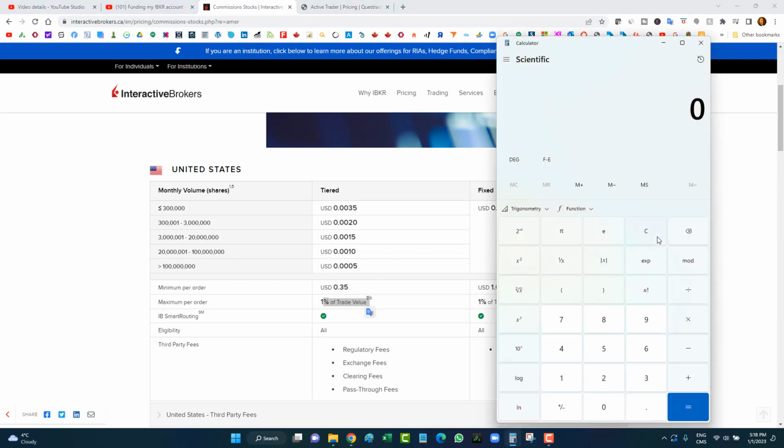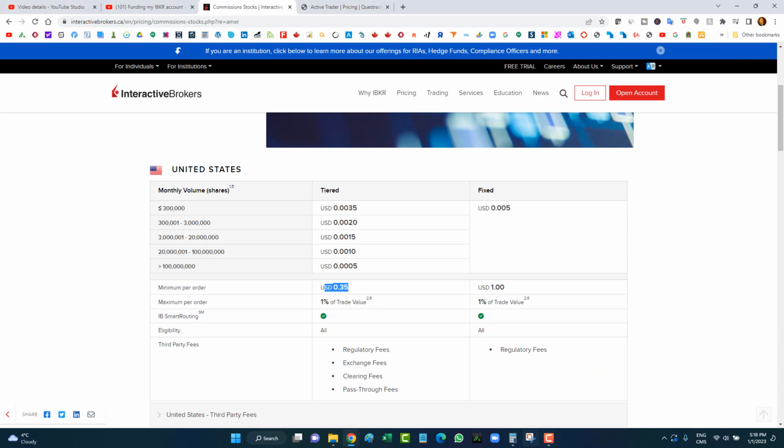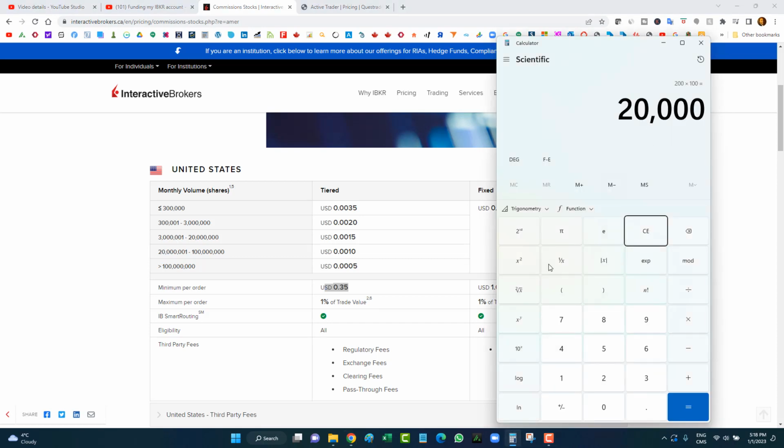So let's say you buy a stock that's worth, let's say, $200. So $200 times 100, let's say you buy 100 shares, that's $20,000. So they'll compare both. So what's 35 cents of 100 shares? It's 0.0035 times 100 shares, which is 35 cents. Or the maximum, which would be 1% of 20,000, which is 0.01, which is $200.